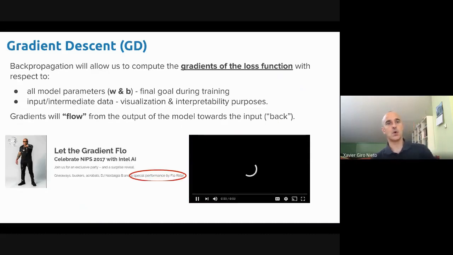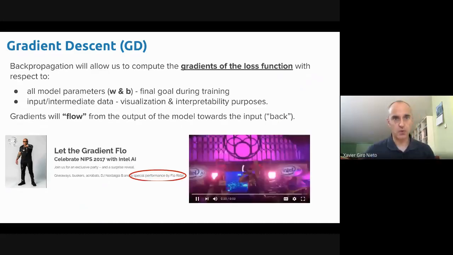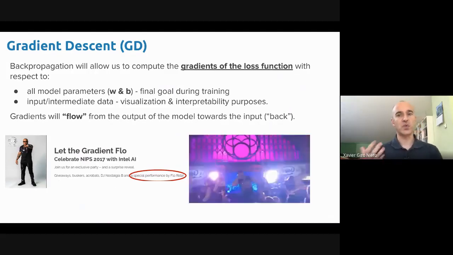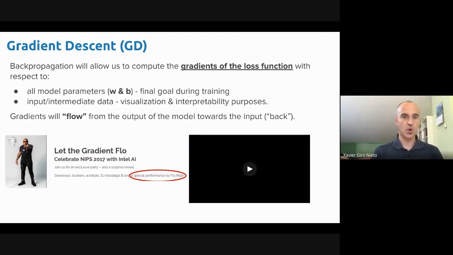Okay, so backpropagation, which is the topic that we are discussing, will allow us to compute the gradients of the loss function with respect to all the model's parameters, which is what we want to estimate. Also, with respect to the intermediate data, but normally that's not very interesting. And we normally say that the gradients will flow from the output of the model, where we compute the loss, backwards, updating the parameters.